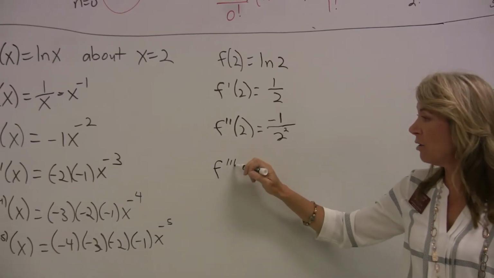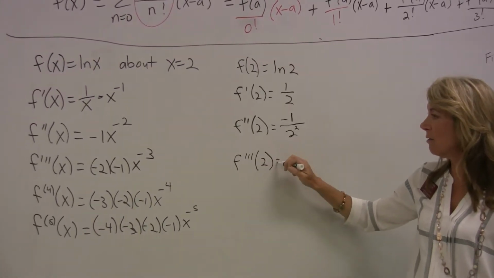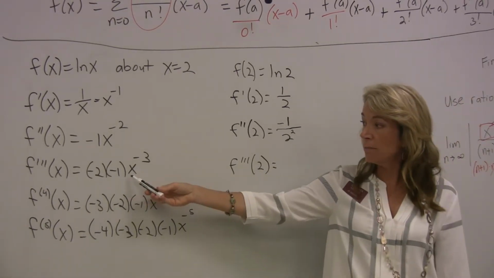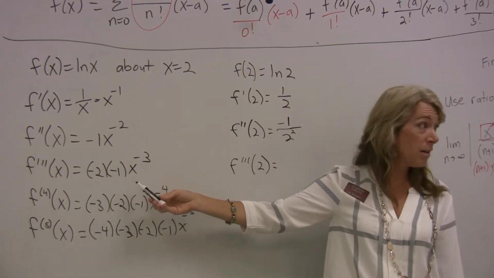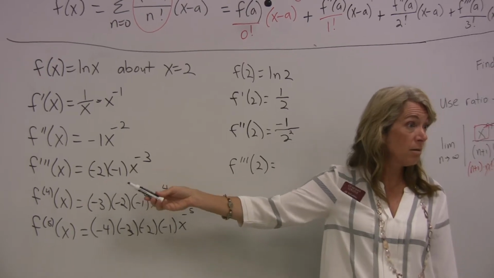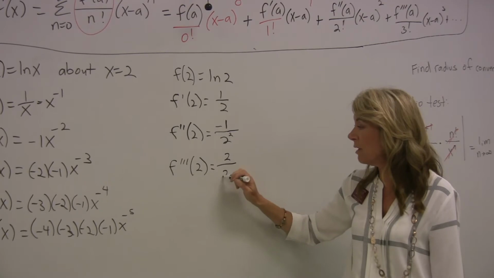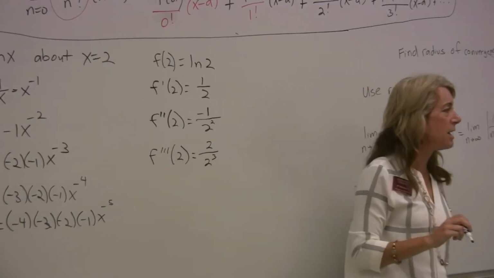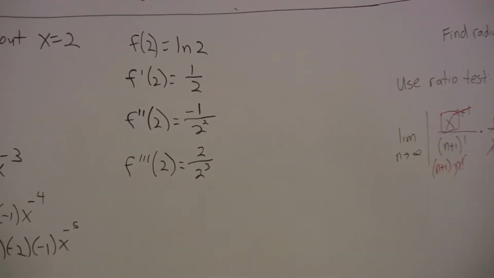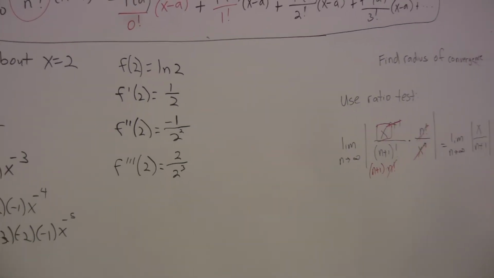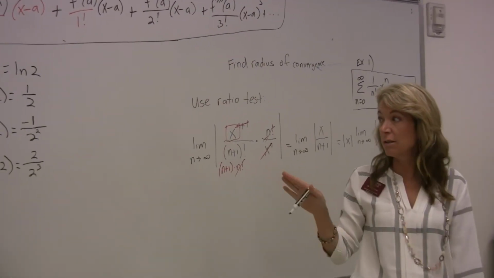What's my third derivative evaluated at 2? It's 2 on the top, and it's going to be positive, right? You guys see that? Positive 2 over 2 cubed. I know you can reduce it, but resist that urge. Because if you reduce it, you won't see the pattern. So don't reduce it until you see a pattern. I agree it reduces.